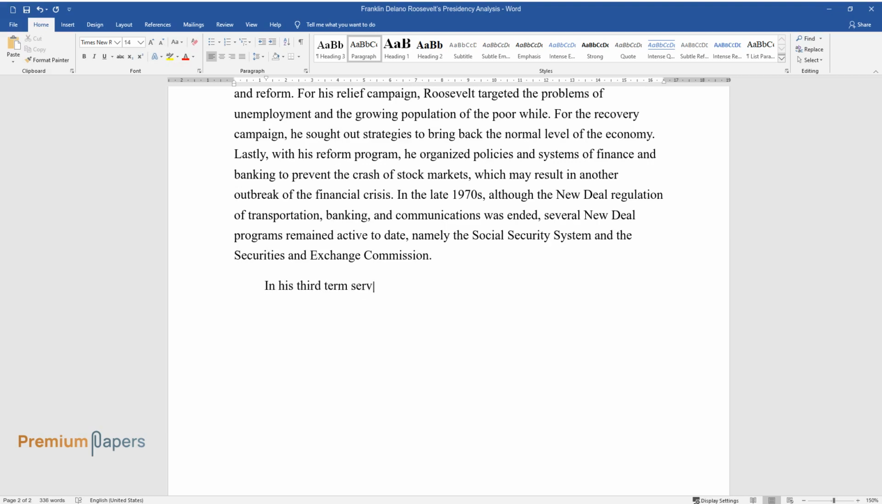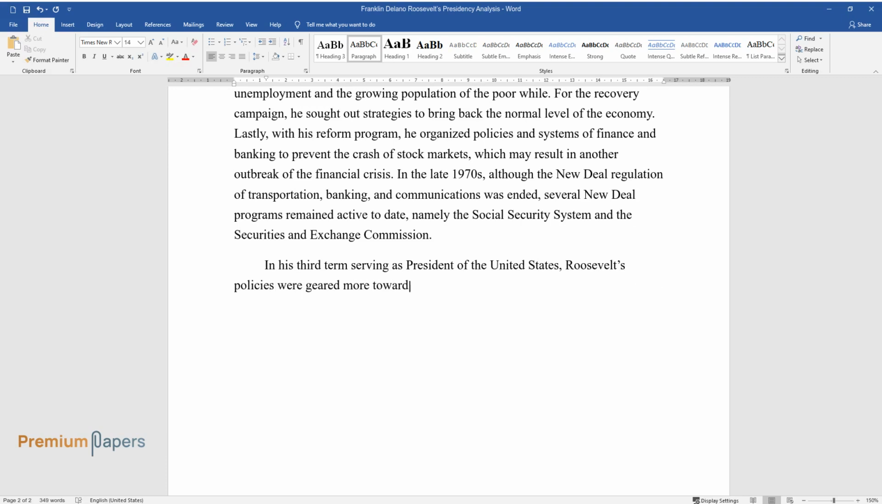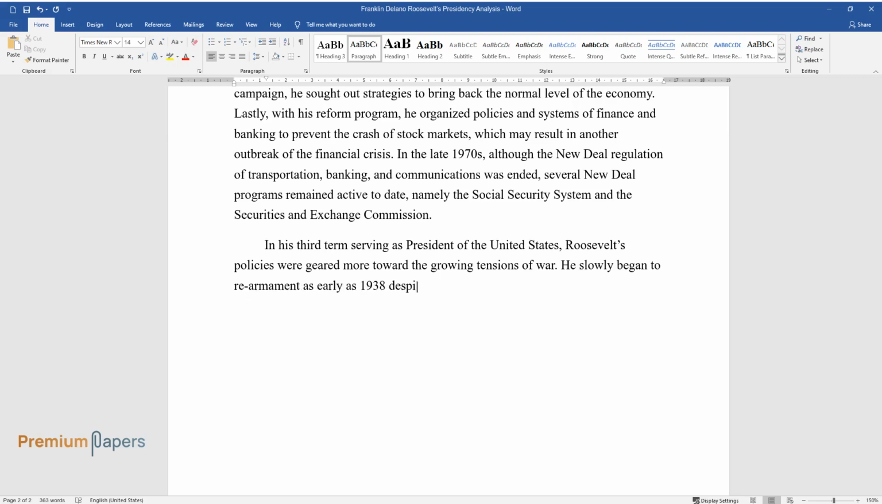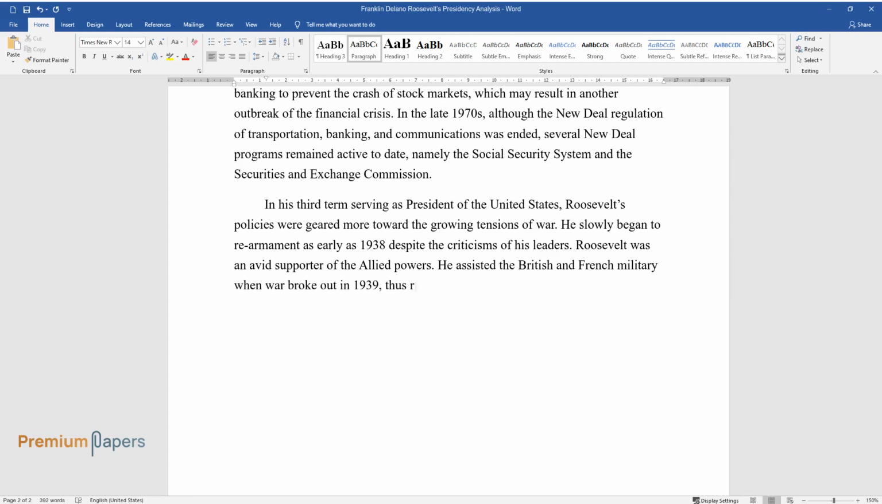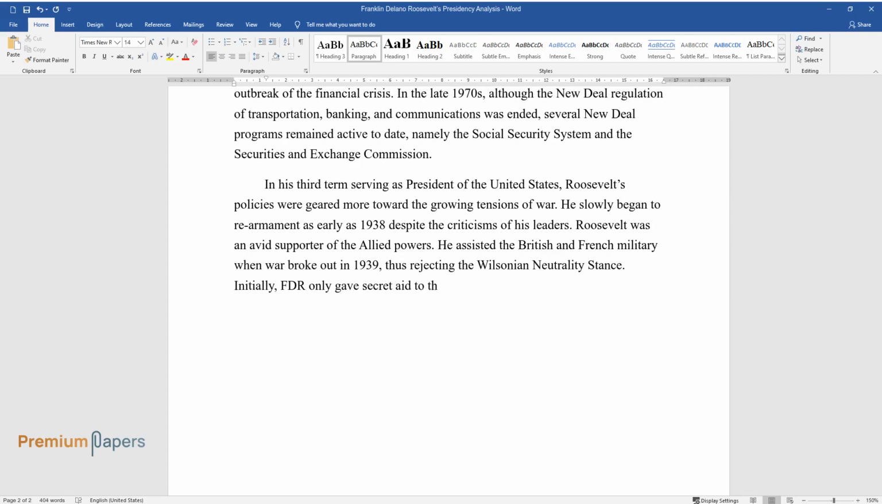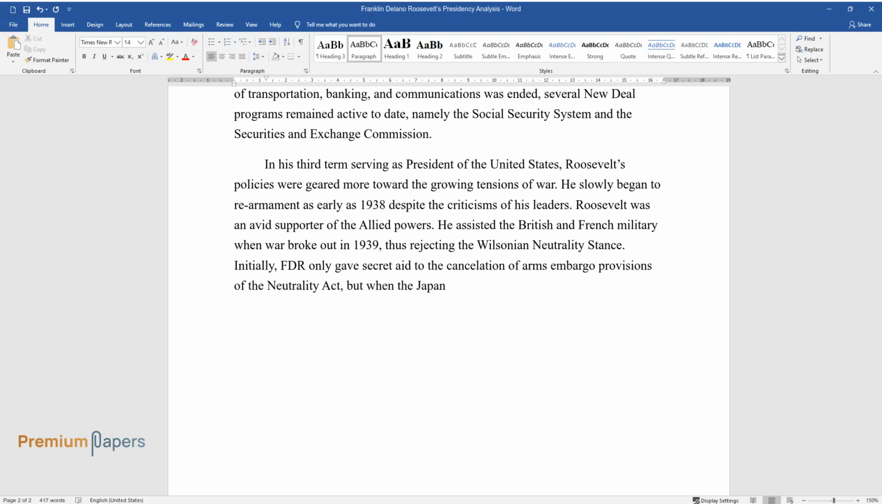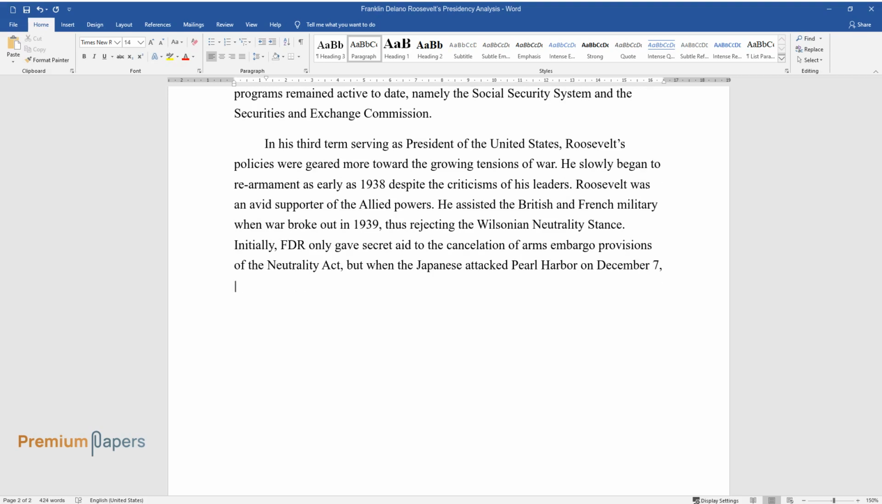In his 3rd term serving as President of the United States, Roosevelt's policies were geared more toward the growing tensions of war. He slowly began rearmament as early as 1938, despite the criticisms of his leaders. Roosevelt was an avid supporter of the Allied powers. He assisted the British and French military when war broke out in 1939, thus rejecting the Wilsonian neutrality stance. Initially, FDR only gave secret aid, along with the cancellation of arms embargo provisions of the Neutrality Act, but when the Japanese attacked Pearl Harbor on December 7, 1941, Roosevelt declared war against the Empire of Japan.